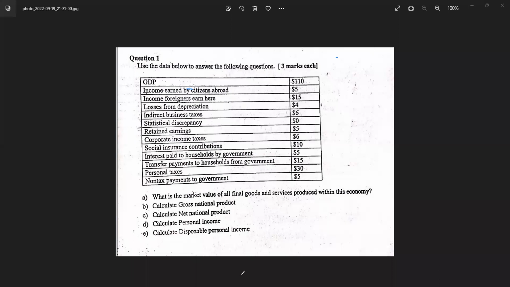Please talk. I'm saying that national income is equal to the NNP minus statistical discrepancy. Okay, you're using that approach. That's fine, which is 0. So national income is the same as NNP here.